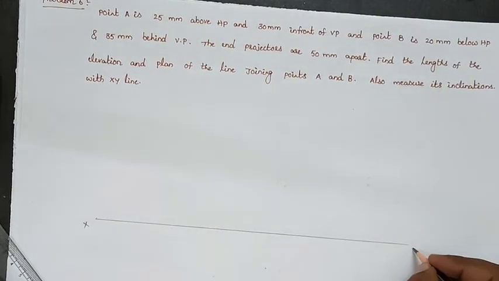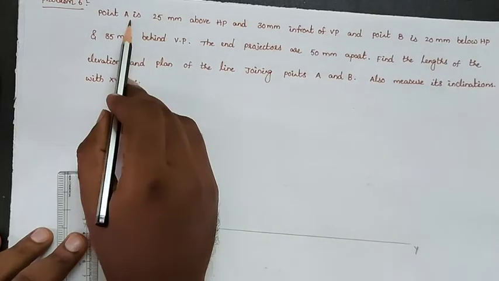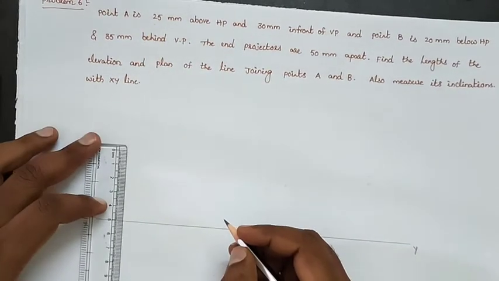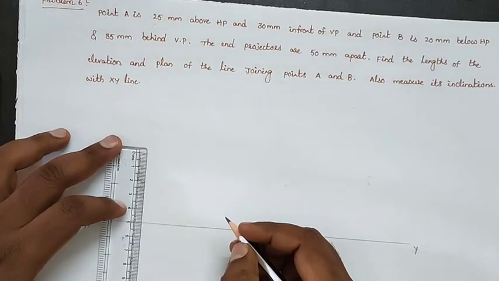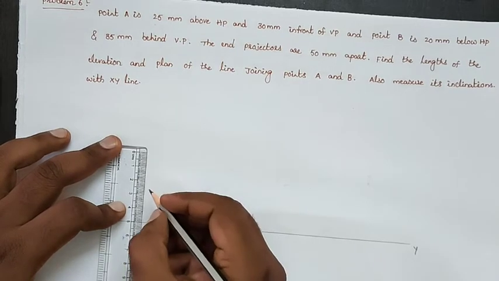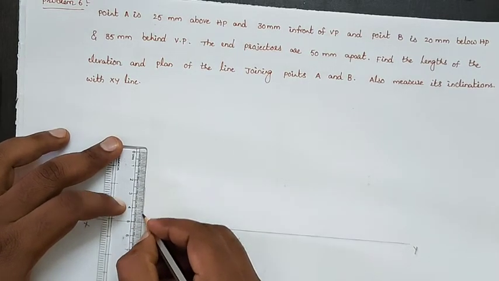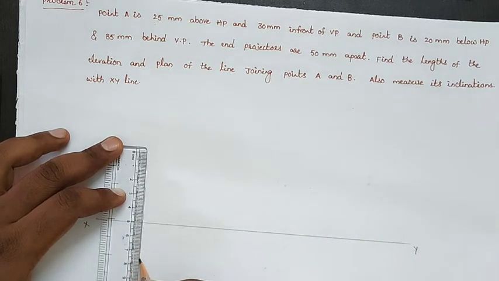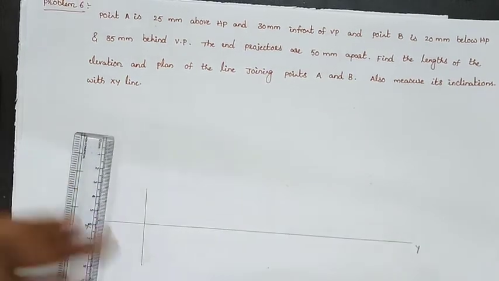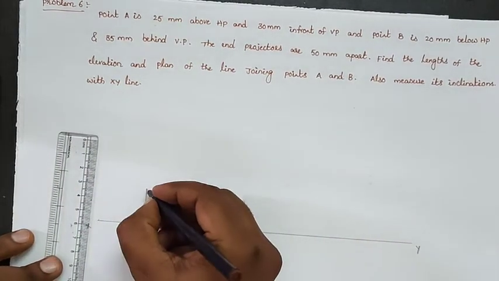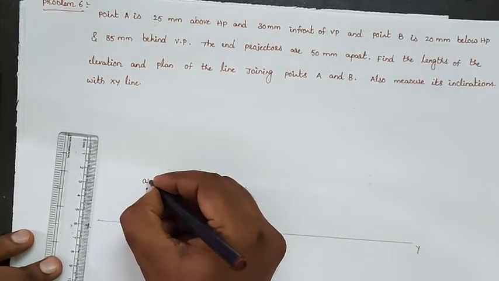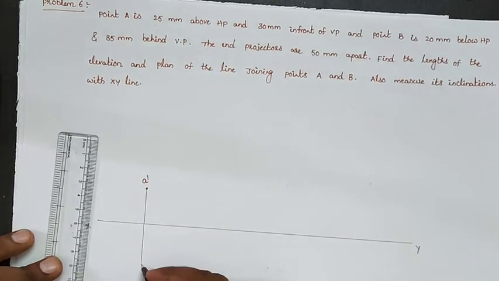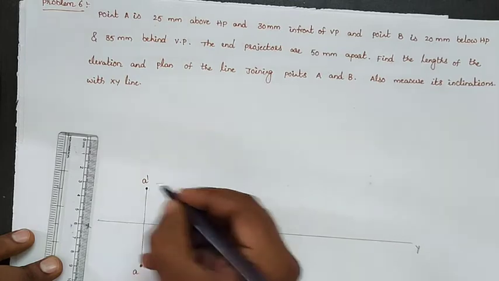After drawing the reference line, first draw the projection of point A. Point A is 25 mm above HP, so take 25 mm above the reference line, and 30 mm in front means take 30 mm below the reference line, and draw the projection of point A. Here you will get A dash, because point A is in the first quadrant, and here you will get point A, small a.